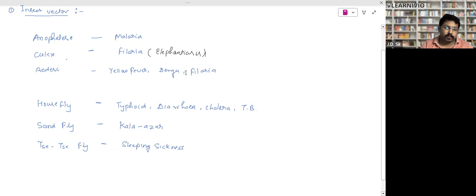They can be asked individually or in the form of match the following. Housefly carries the bacteria for typhoid, diarrhea, cholera, and TB. Sandfly carries the pathogen for Kala Azar, right? And the tsetse fly is a vector for the sleeping sickness disease, right? Is that clear? Sir, what is yellow fever?